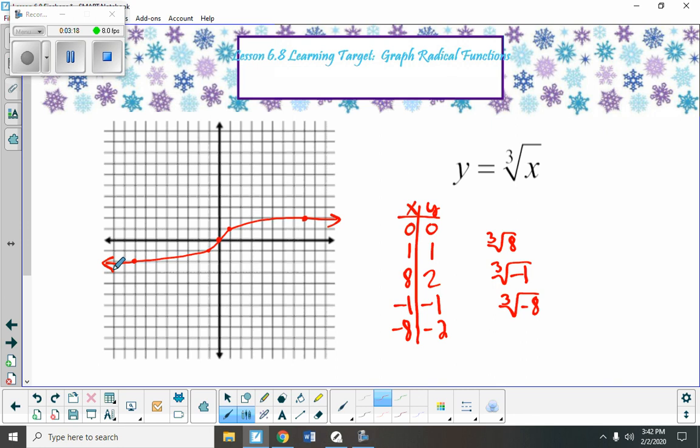Now, as far as your domain and your range, for the inputs for your x's, we can put in positive numbers, we can put in negative numbers, and we can plug in 0. And so for the domain, we say it's all real numbers. And your range, because you're plugging in all real numbers, the output could be all real numbers. And so it's all reals.